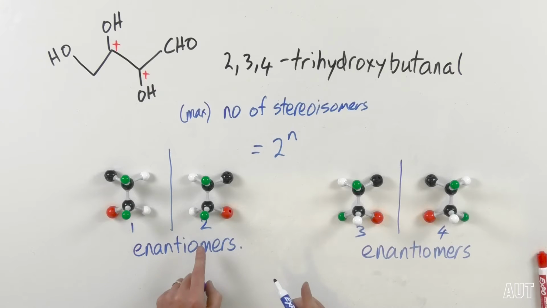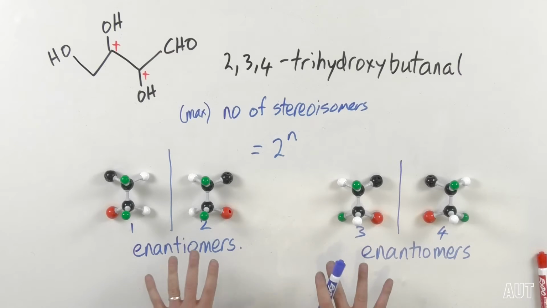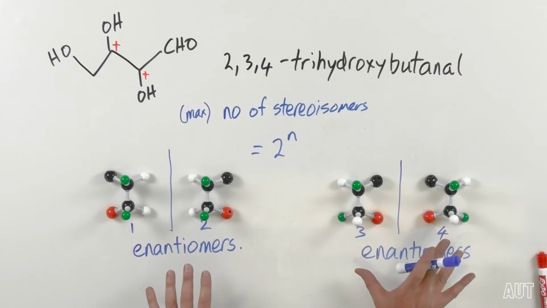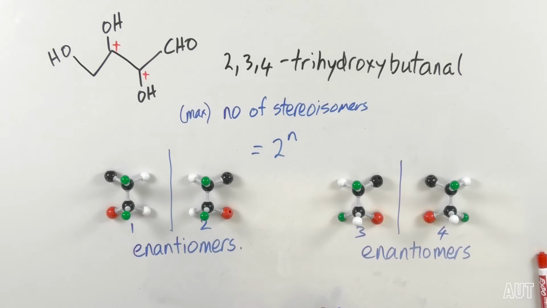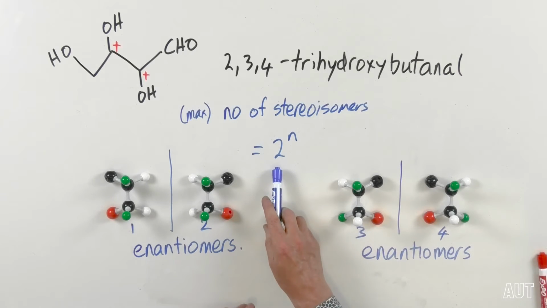So 1 and 2 are related as enantiomers. 3 and 4 are related as enantiomers. Great. You can see that straight away. They are non-superimposable mirror images. So we've got 2 sets of those. Okay, and we have our 4 possible stereoisomers.